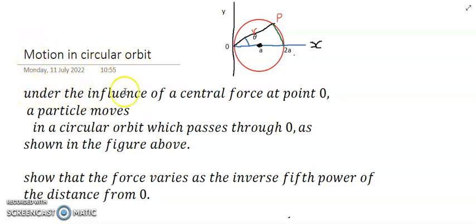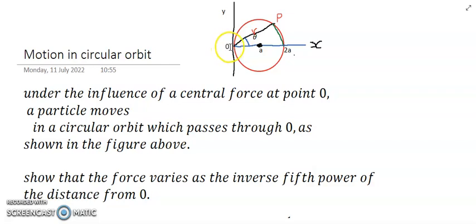Given that under the influence of a central force at point O, a particle moves in a circular orbit which passes through the origin O as shown in the figure above. Alright guys, the diagram here illustrates the motion of a particle moving in a circular orbit.